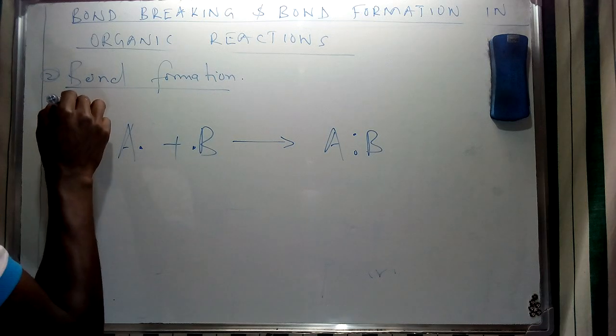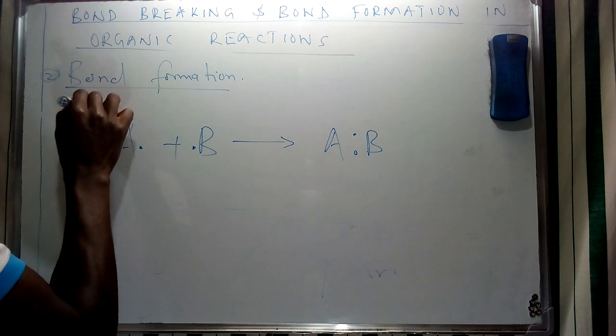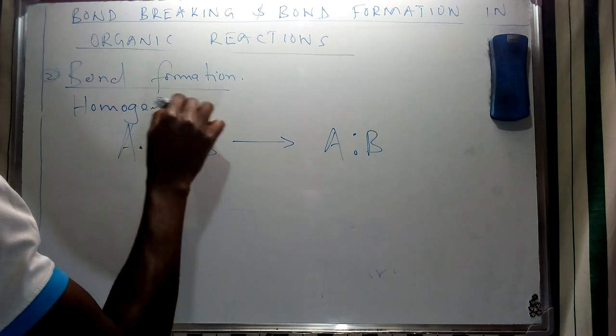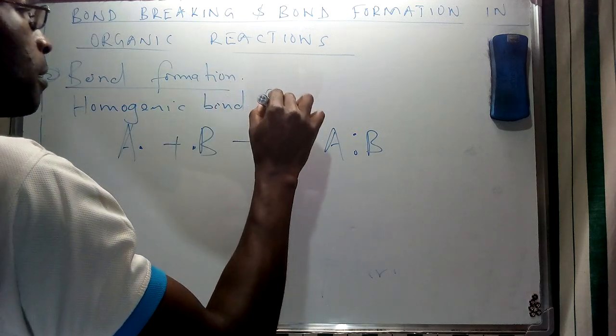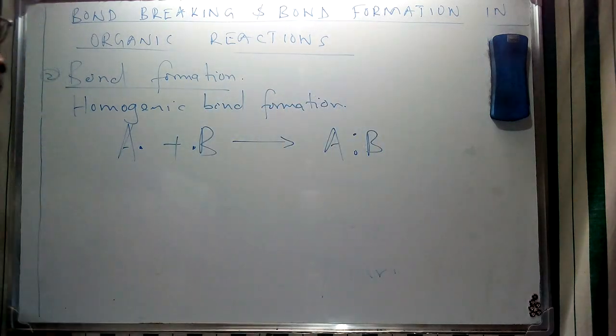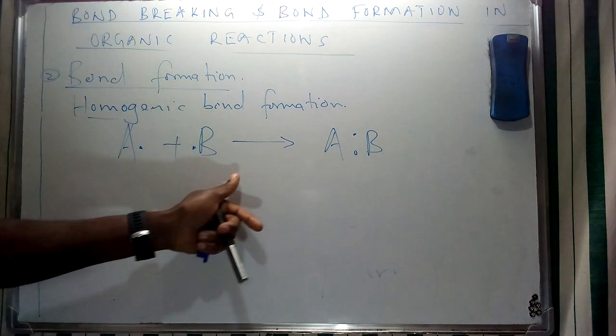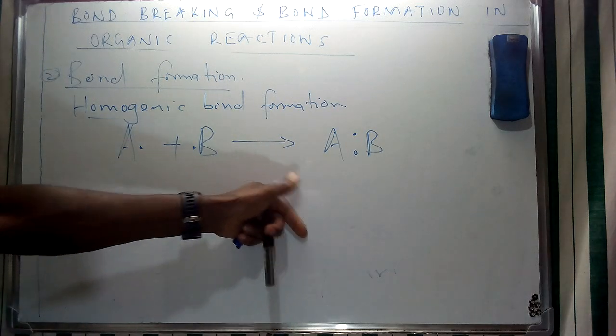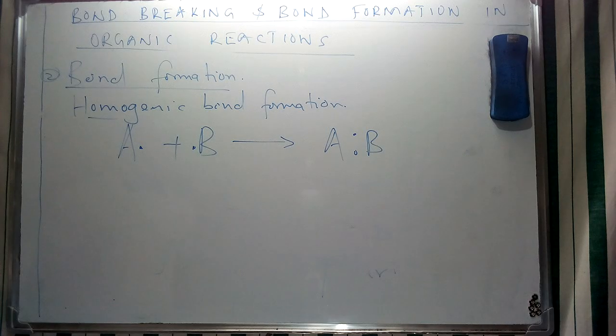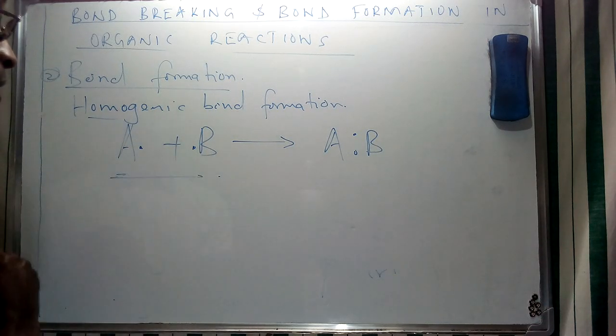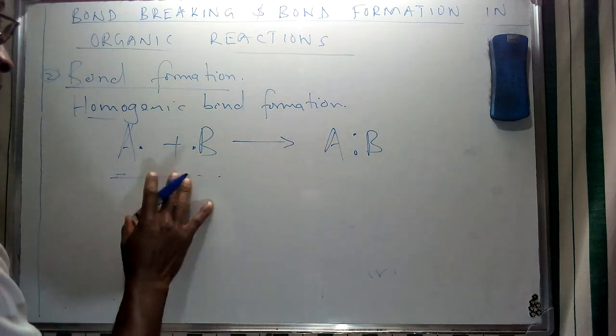This is referred to as homogenic bond formation, whereby we see this particular product formed, with one electron donated by each of these fragments. These are what we refer to as radicals, two radicals A and B forming this specific product.